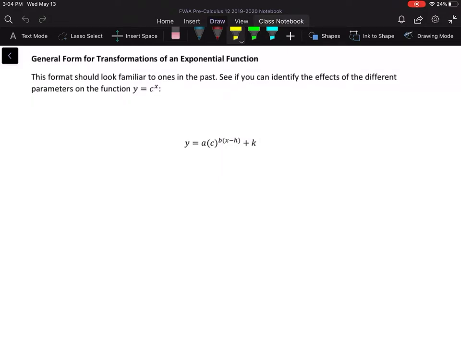General form for transformations of exponential function. This format should look familiar to the ones in the past. See if you can identify the effects of the different parameters of the function y is equal to c to the power of x. Okay, so here you have the transformed version or the format for the transformations of exponential functions.